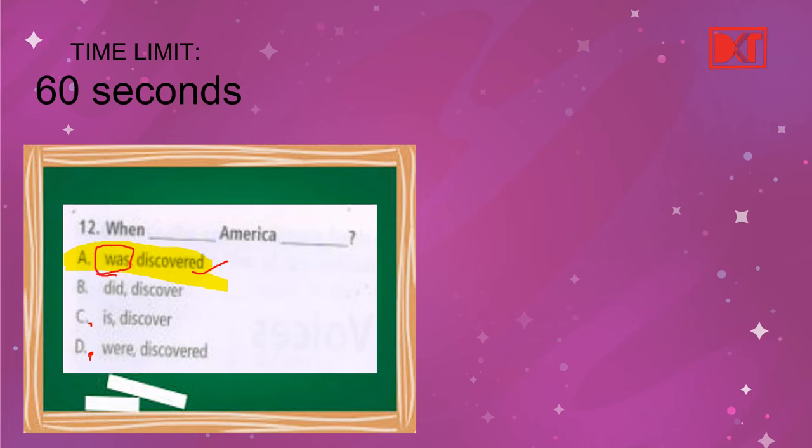Alright, other options, B, did, is an incorrect auxiliary verb. C is an incorrect auxiliary verb as well as an incorrect past participle. D, were is used. Now America is singular, talking about one country. Alright, so the answer is A, when was America discovered? Alright.